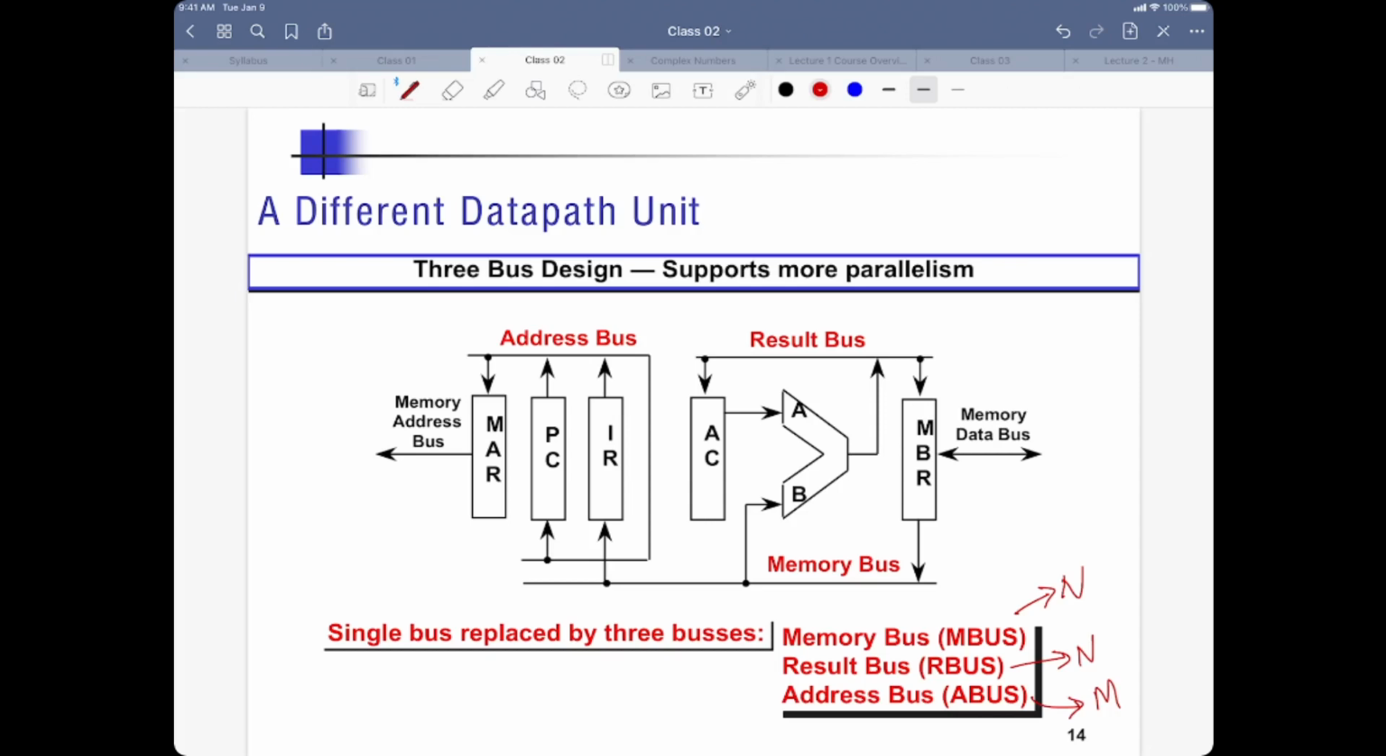I think somebody is not muted right now. I would request you guys to mute over there because I'm able to hear you.